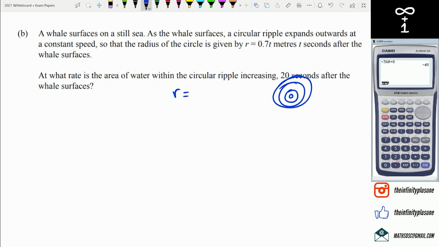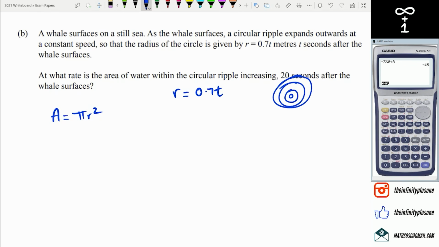R is equal to 0.7 t. Now we're asked to find the rate. What rate is the area of the water within the circular rippling increasing 20 seconds after the whale surfaces? So I guess the first thing we got to figure out is at what rate is the area expanding. Now if you think about it like this, right? Area of the circle is pi r squared. So we're going to do that first. All right, let's just put that pi r squared.